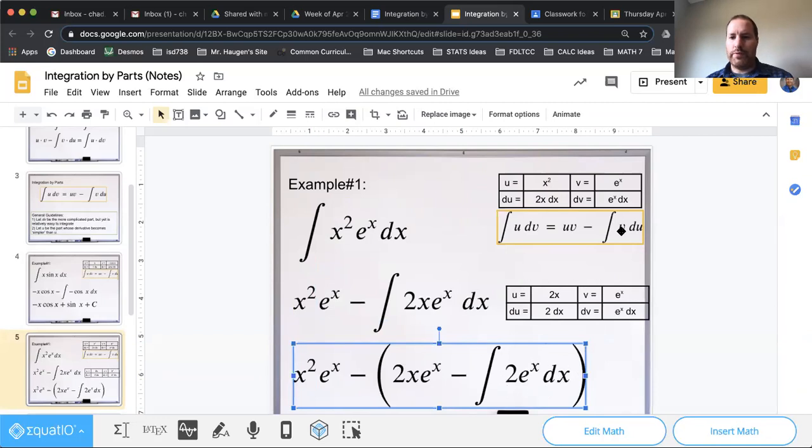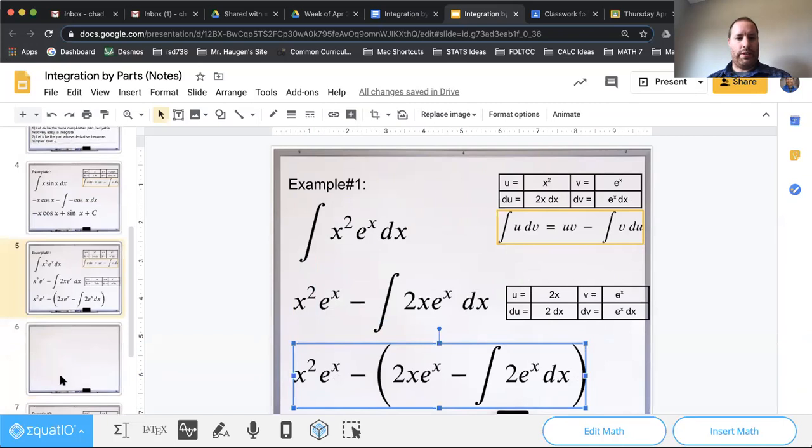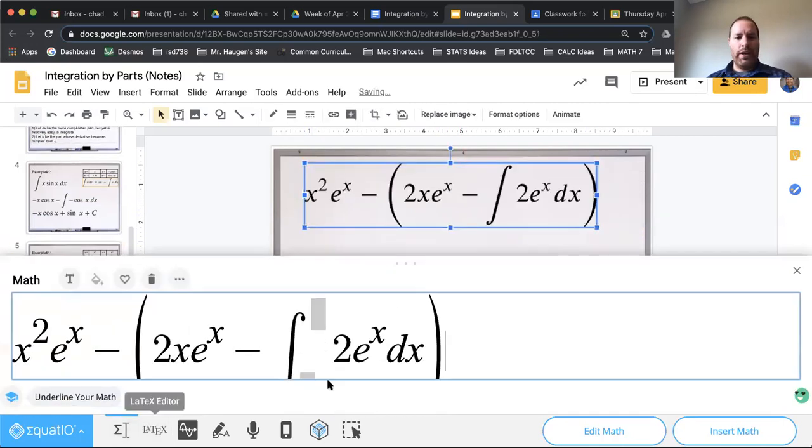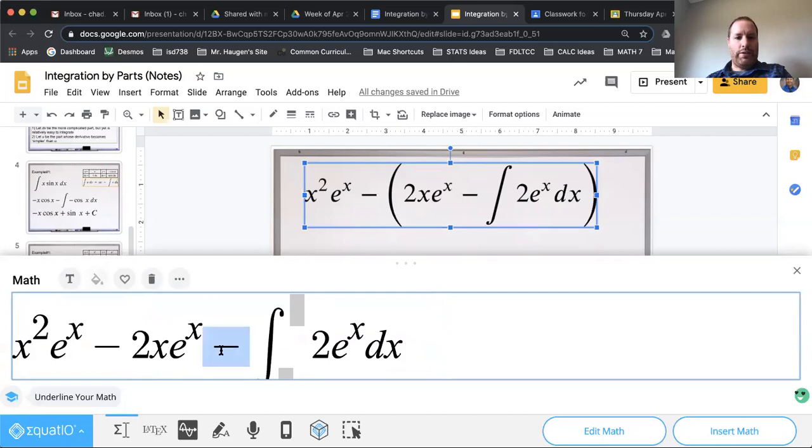Okay, the integral of v du is happening right there. And now we can finish evaluating this. I'm going to take this on to the next page so we can finish evaluating that part. Because we know now, we're subtracting. So I'm going to remove that and change this to positive, because if we're subtracting, we can distribute.